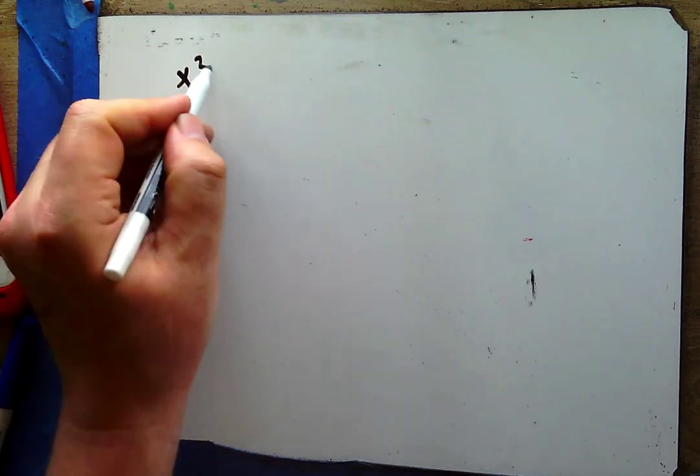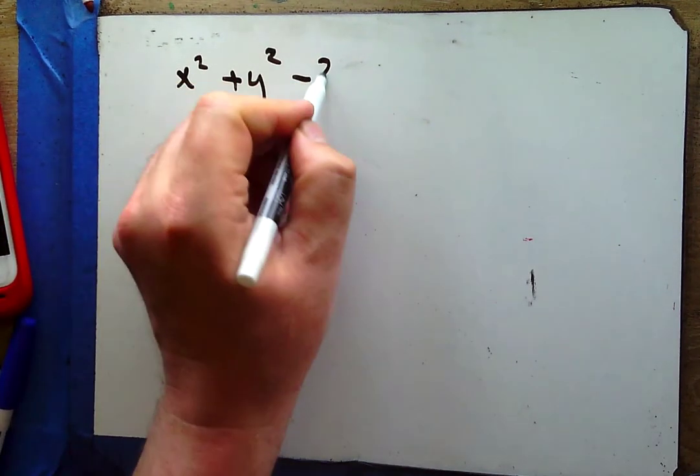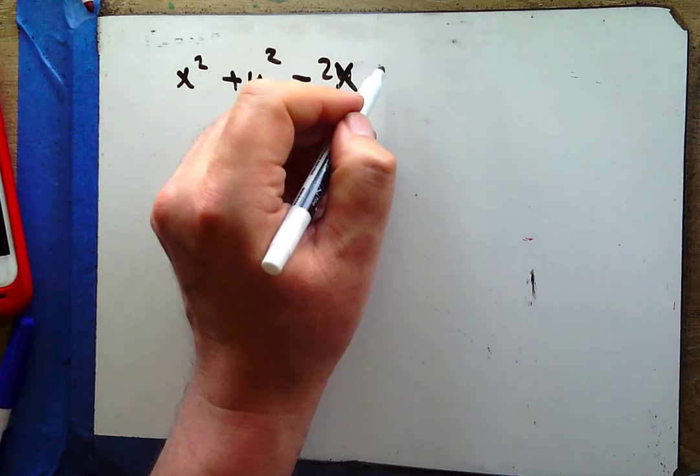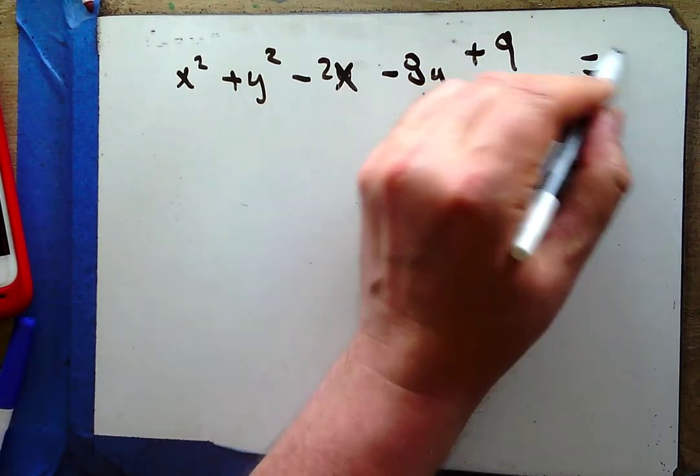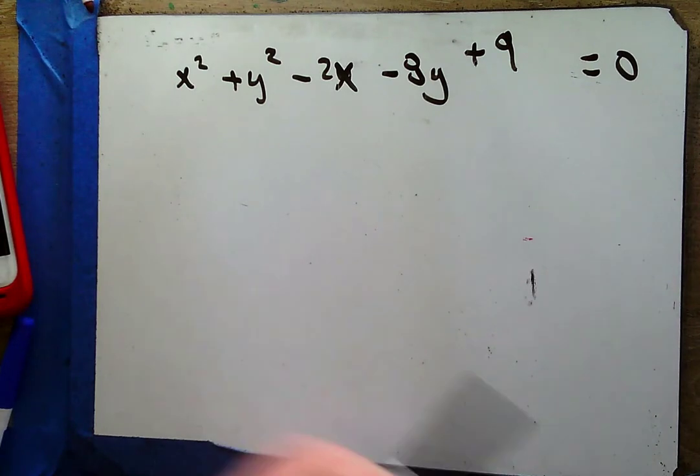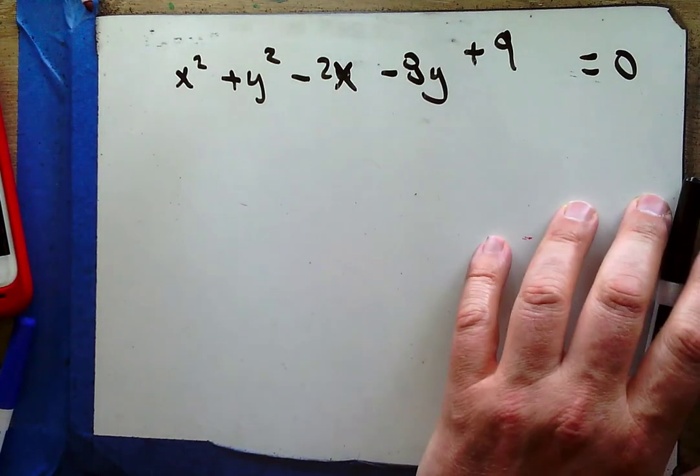X squared plus y squared minus 2x minus 8y plus 9 equals 0. Please find the center and radius for this circle.